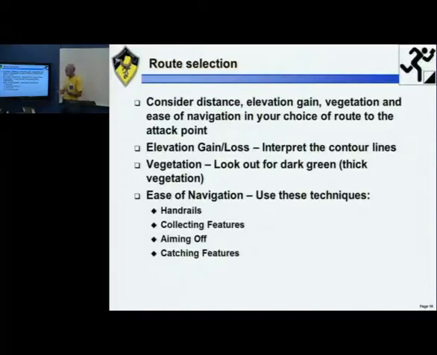And then the ease of navigation. How do you pick your attack point? How good is your attack point? What sort of things are you going to see along the way? So the gain, loss, again, interpret the contour lines and then look out for vegetation. But these are the things we're really going to focus on here next is how you make this navigation a little easier. That's the use of what we call handrails, collecting features, aiming off, which is a more foolproof technique for finding a feature, and then catching features. And we're going to talk about each one of those.